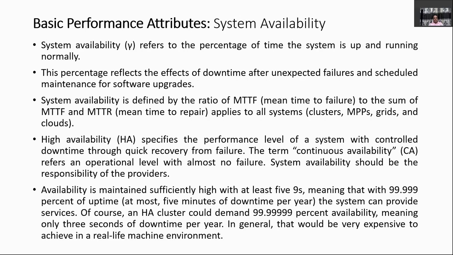System availability refers to the percentage of time the system is up and running normally. This percentage reflects the effects of downtime after unexpected failures and scheduled maintenance for software upgrades. The system availability is defined by the ratio of MTTF to the sum of MTTF and MTTR, and applies to all systems.